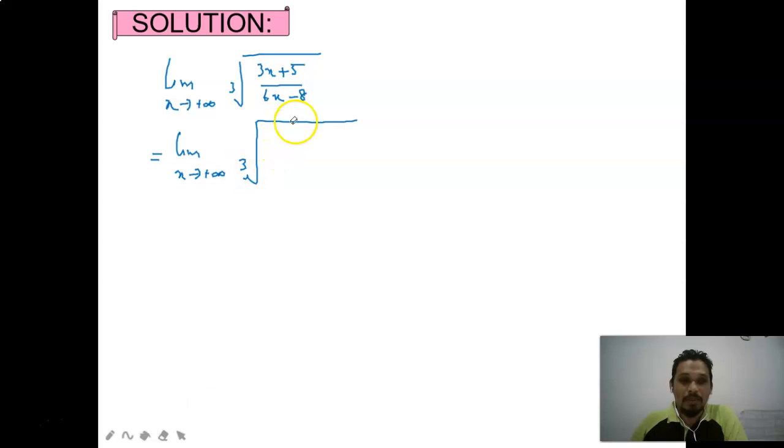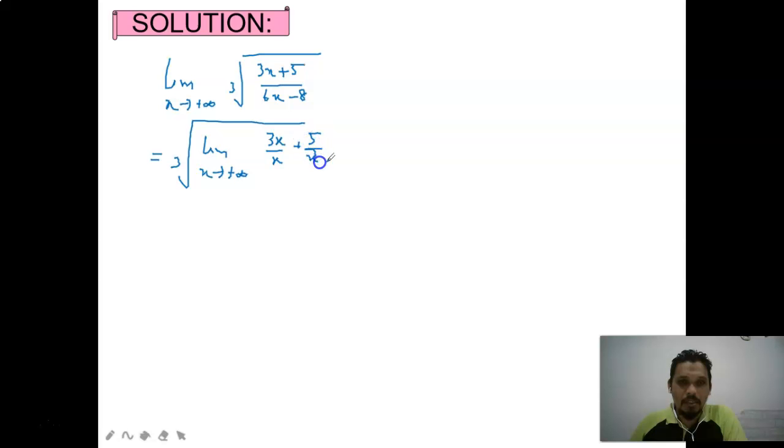Okay, this is what we call a correction here. Let's say the cube root, limit as x approaches positive infinity, and the highest degree of x from the denominator is an x here. So every single term that we have, we are going to divide by x. So then 3x divided by x plus 5 divided by x, divided by 6x divided by x minus 8 divided by x.